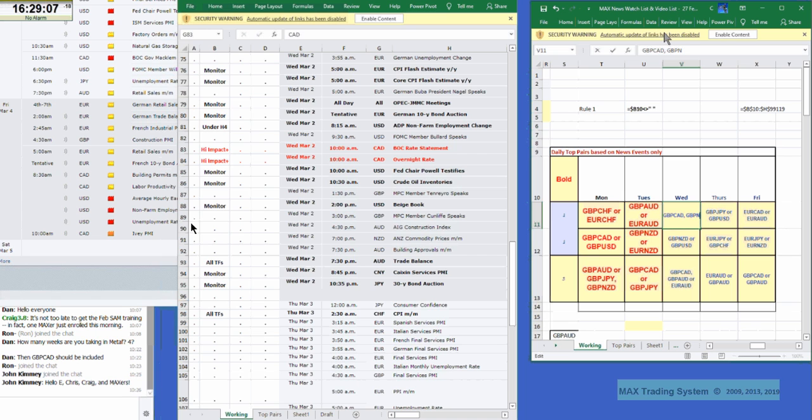Then pound Aussie, pound US dollar. And then pound yen, and euro Kiwi.